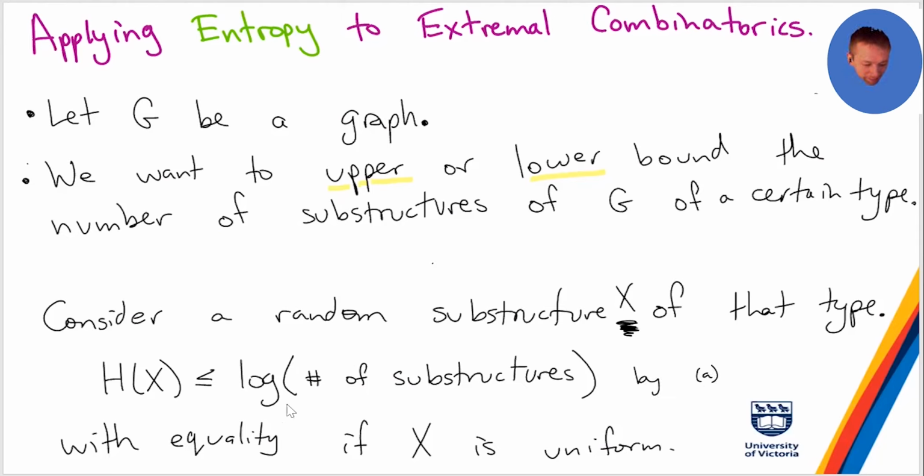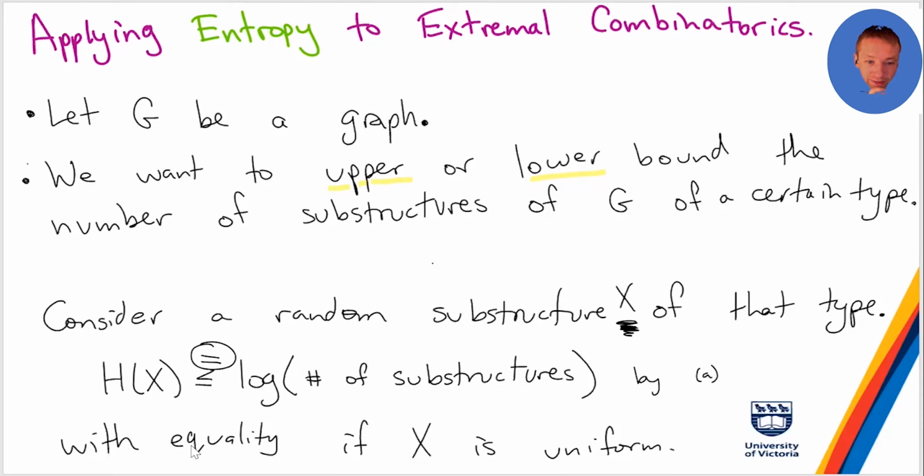If I chose my perfect matching uniformly at random, or whatever kind of substructure, it's going to change later, but the first thing we'll prove is about perfect matchings. If I take all the perfect matchings and pick one out of a hat, then you're going to have equality here: H of X equals the log of the number of perfect matchings. So bounding the number of perfect matchings in your graph is the exact same thing as bounding the entropy of a uniformly random perfect matching.